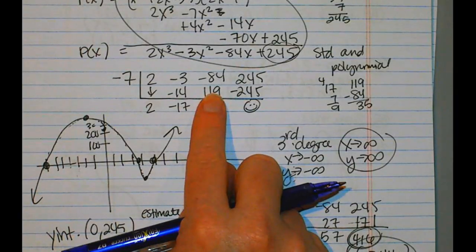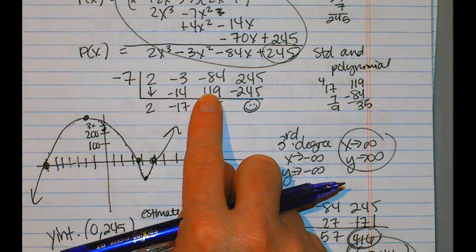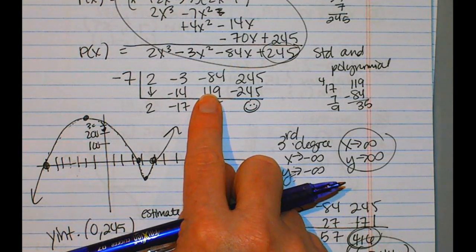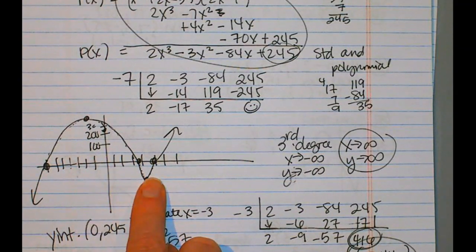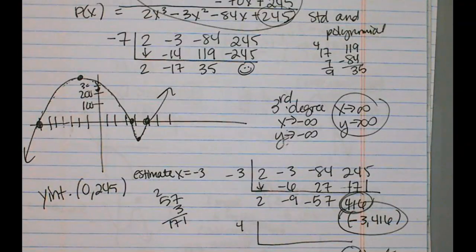All of the synthetic division. So not just this one, but the other two. Then, now that you have all this information, you can make a sketch that makes sense, and you can make it even better with a minimum and a maximum. And the y-intercept.